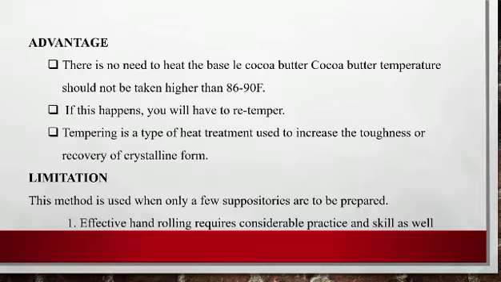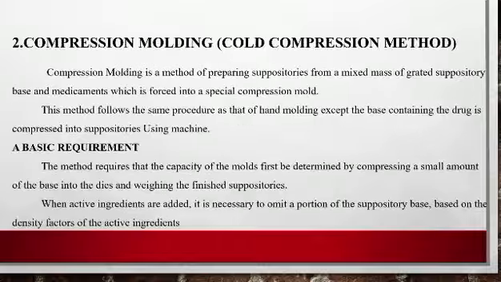Tempering is a type of heat treatment used to increase the toughness or recovery of the crystalline form. This method does not need any heating processes. Next, it also has some limitations, because hand rolling requires some practice and skill as well. So these are the advantages and limitations of the hand rolling method. Both methods have advantages as well as limitations.